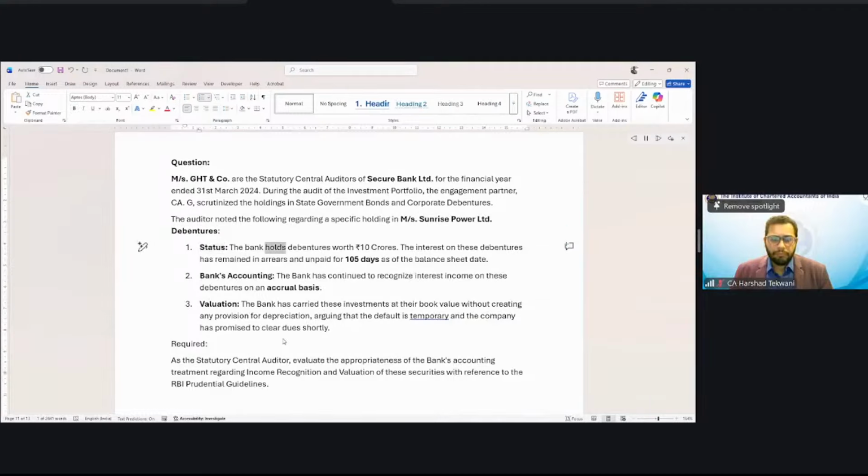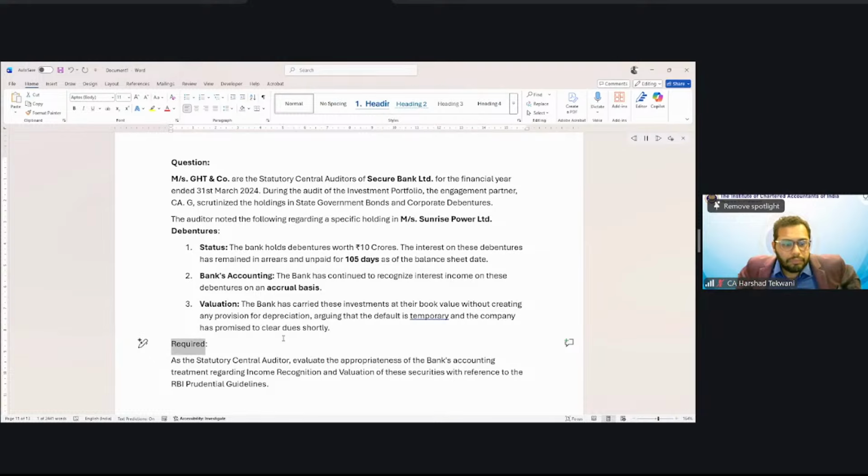Status: the bank holds debentures worth 10 crore rupees. The interest on these debentures has remained in arrears and unpaid for 105 days as of the balance sheet date. Bank's accounting: the bank has continued to recognize interest income on these debentures on an accrual basis. Valuation: the bank has carried these investments at their book value without creating any provision for depreciation, arguing that the default is temporary and the company has promised to clear dues shortly.